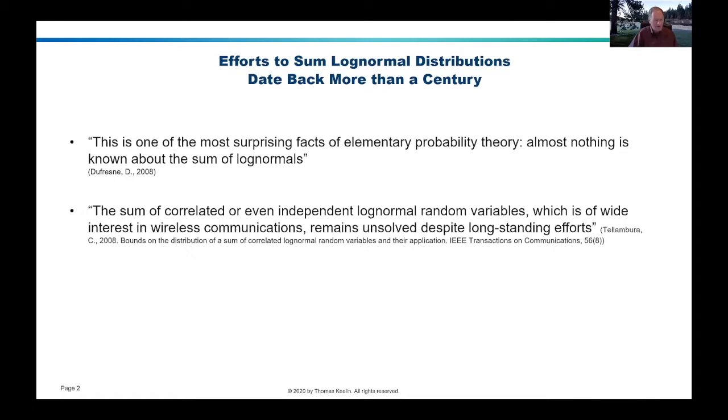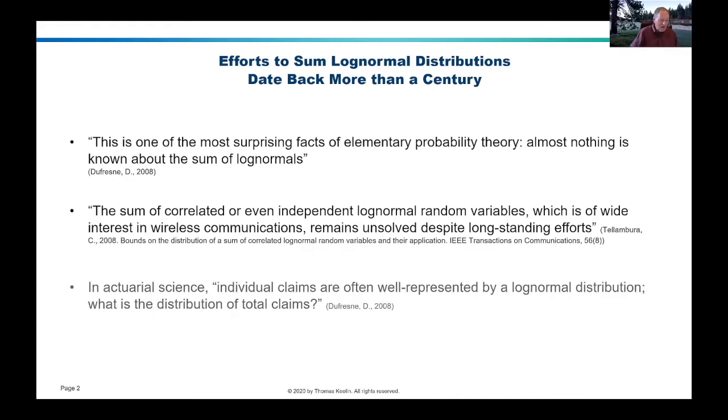The sum of correlated or even independent lognormal random variables is of wide interest in wireless telecommunications. It remains unsolved despite long-standing efforts, and this is another 2008 paper. In actuarial science, this is one of the most tangible ways you can think about why you'd want to sum lognormals. Individual claims for an insurance company, you've got a policy that covers such and such, whatever it is. Individual claims are often well represented by a lognormal distribution. Can't be less than 0. It has a long tail.